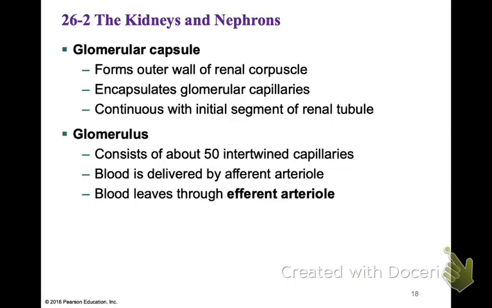So the glomerular capsule forms the outer wall of the renal corpuscle, and it captures the fluid that is filtered out of the capillaries of the glomerulus. The glomerulus is about 50 capillaries. That's a huge amount of capillaries. I've never seen a diagram that showed how complex it really is. Blood comes in through the afferent arteriole and leaves through the efferent arterioles, and that's going to impact the physiology of filtration as well.